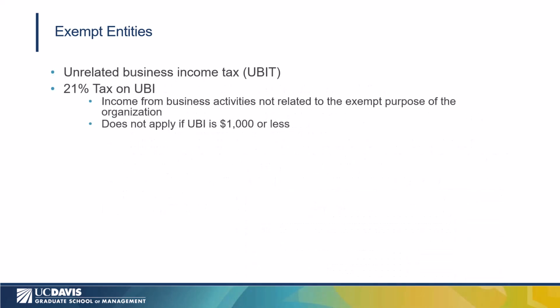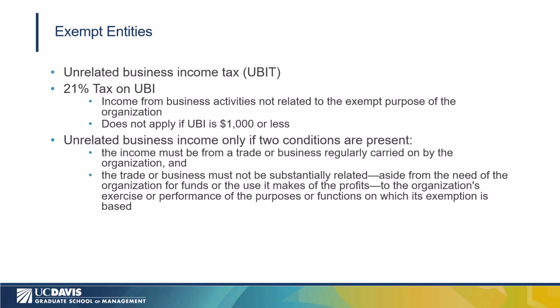Okay, now we need to talk about unrelated business income tax. So this is when an exempt entity is engaged in a business activity that creates income that is not related to the exempt purpose of the organization. First off, it doesn't apply if unrelated business income is $1,000 or less. So if it's some nominal amount, there's a little bit of a nuisance because you get a standard deduction against it. Otherwise, there's a 21% tax because exempt entities are largely corporations, and so they're just going to pay corporate tax on their unrelated business income.